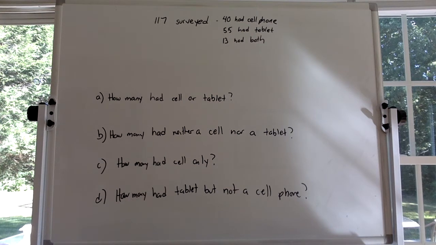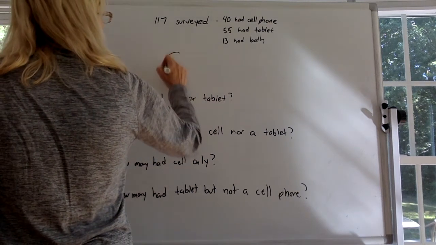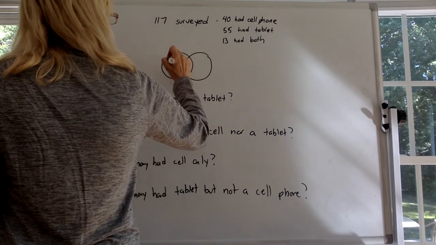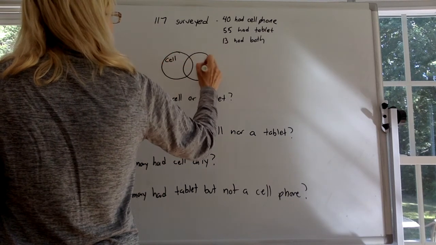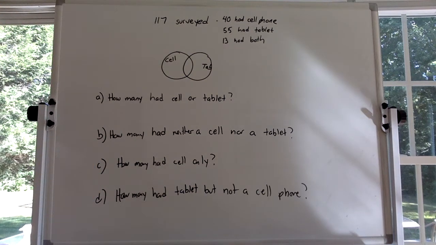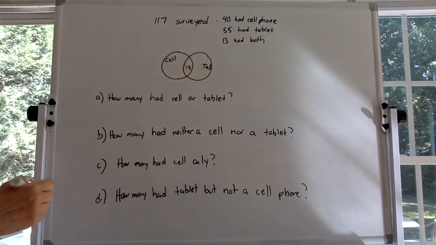So, probably the best thing to do is to construct a Venn diagram, and then it'll help you answer the questions. So, we're talking about cell phones and we're talking about tablets. So, I'm going to make two circles. So this is cell and this is tab. So let's see. 13 had both. I always start with the overlap one. 13 had both, so that means the overlap of those two circles is 13 people.